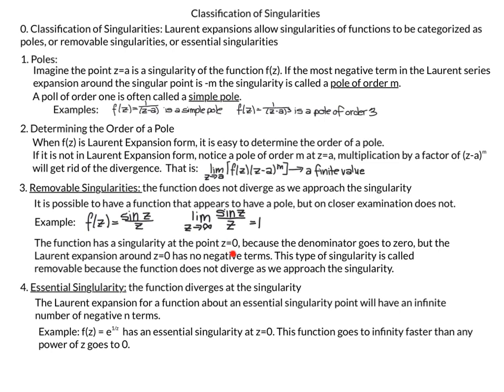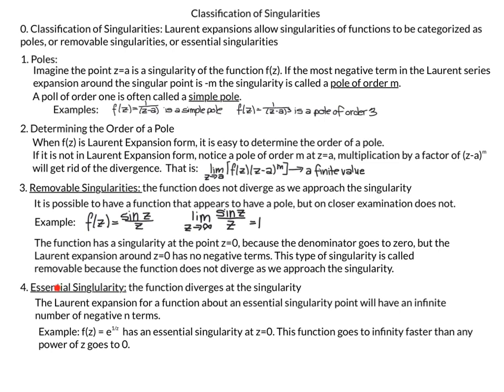The function has a singularity at the point z equals 0 because the denominator goes to 0, but the Laurent expansion around z equals 0 has no negative terms. This type of singularity is called removable because the function does not diverge as we approach the singularity.